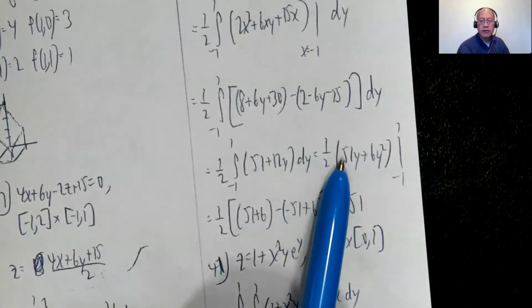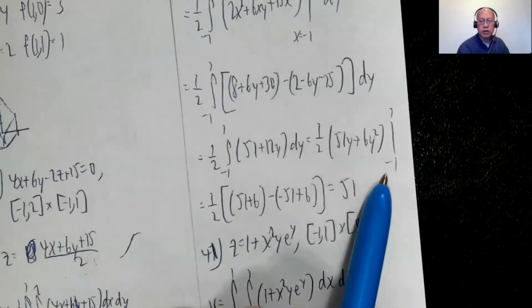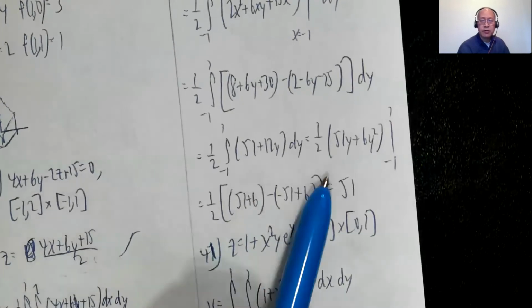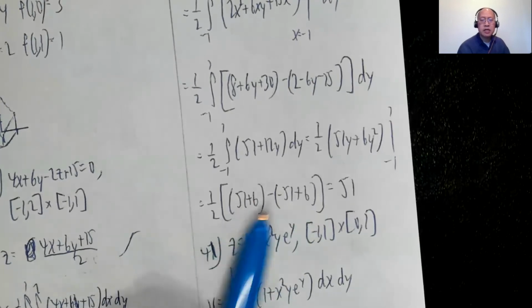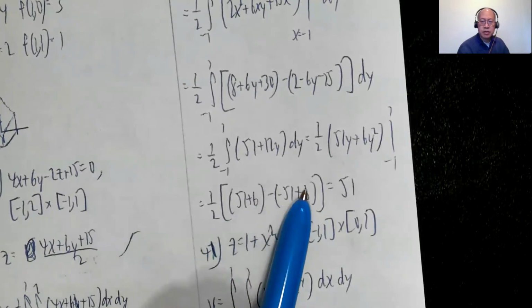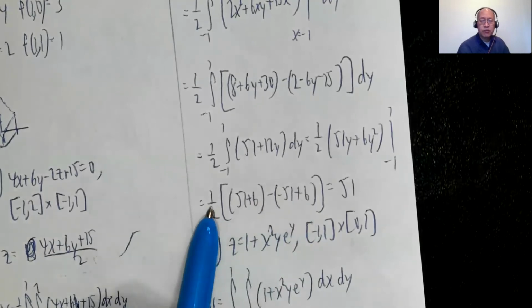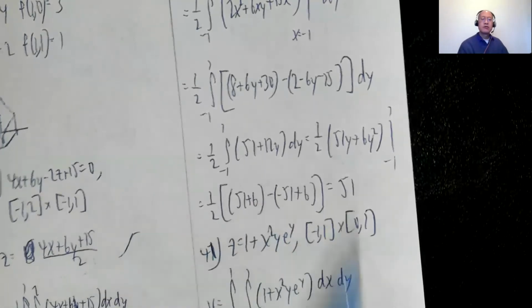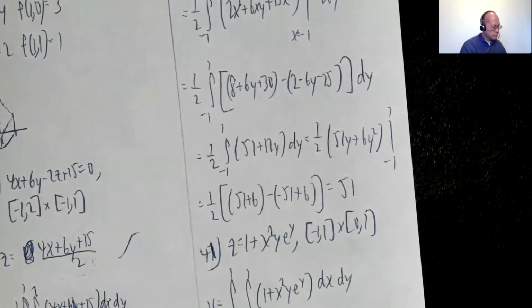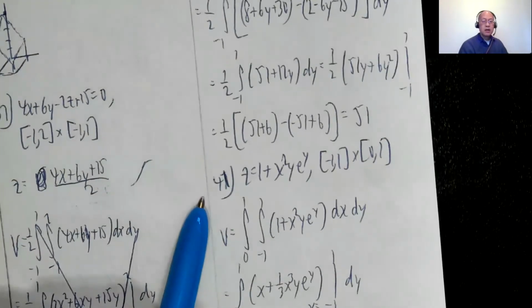Okay, so 1/2 times 51y plus 6y squared from negative 1 to 1, which is 1/2. Plug in 1, you get 51 plus 6, minus a negative 51 plus 6. The 6 cancels out. I have 1/2 of 51 plus 51, which is just 51. Okay, and then 41.